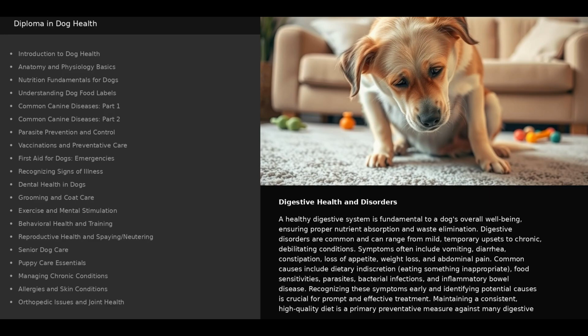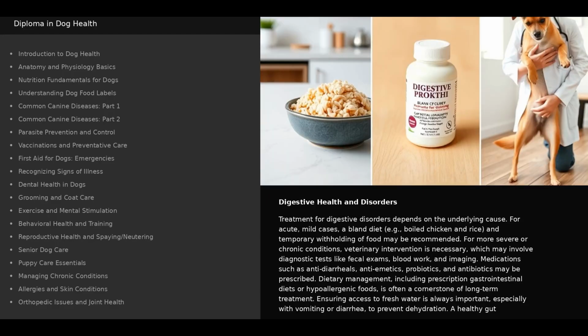Recognizing these symptoms early and identifying potential causes is crucial for prompt and effective treatment. Maintaining a consistent, high-quality diet is a primary preventative measure against many digestive issues. A balanced gut microbiome is vital for health. Treatment for digestive disorders depends on the underlying cause. For acute, mild cases, a bland diet, for example, boiled chicken and rice, and temporary withholding of food may be recommended.